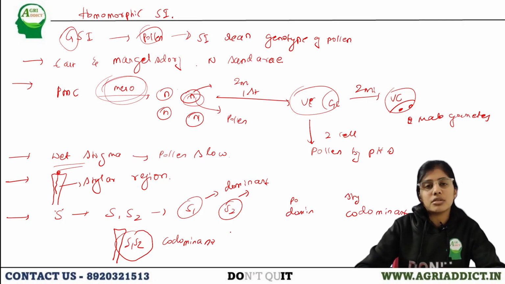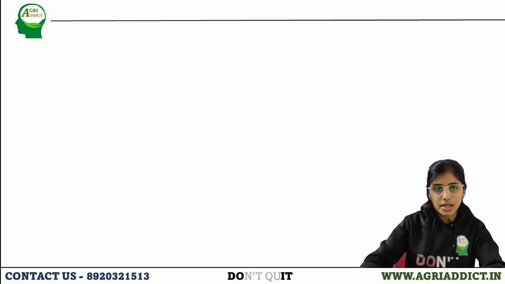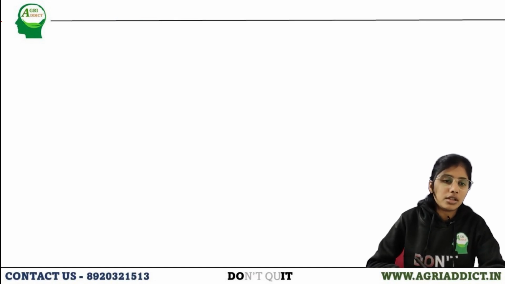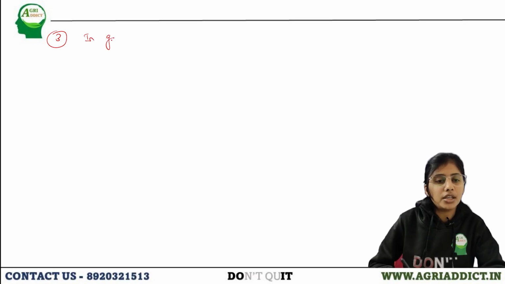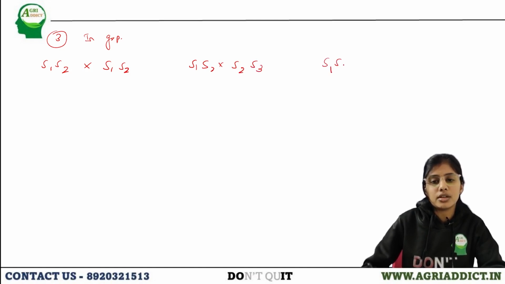So what happens to the incompatibility mechanism? We will see that. Here we can see the 3 different kinds of incompatibility groups. What are they? Let us take S1, S2 cross S1, S2. S1, S2 with S2, S3. S1, S2 with S3, S4.